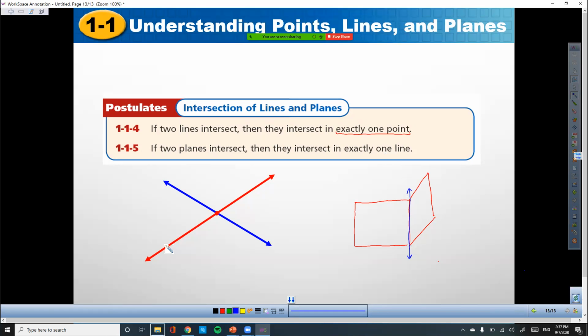So the first one says if two lines intersect, they intersect at exactly one point. If two planes intersect, then they intersect at exactly one line. That's what these two postulates are telling me.